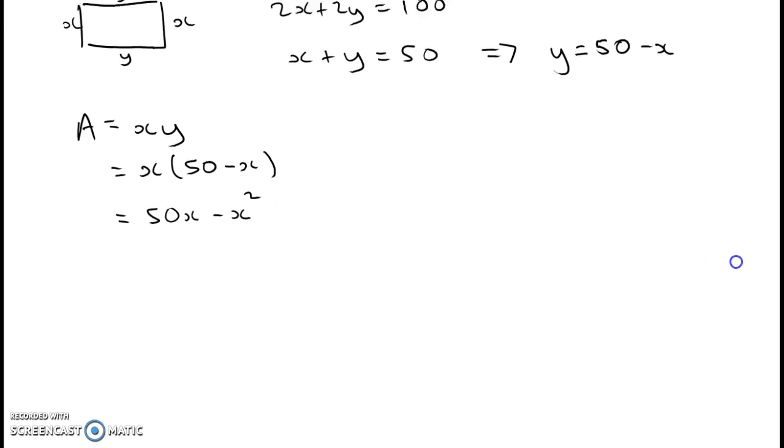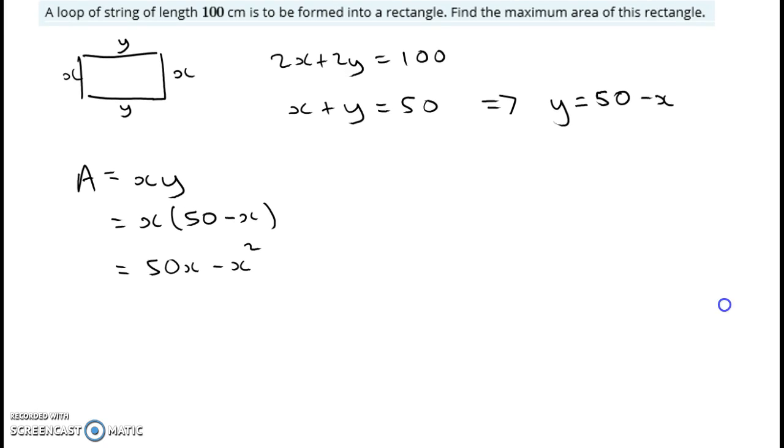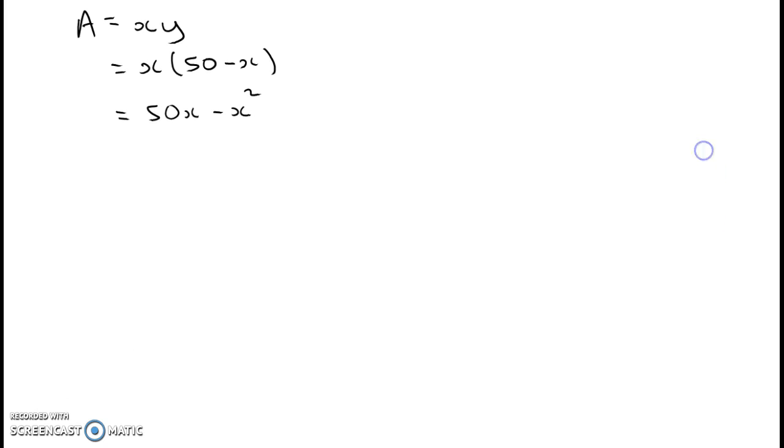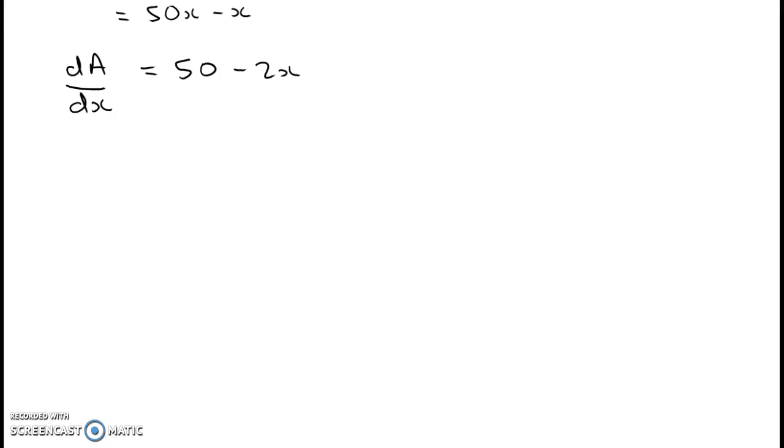Now if we want to find the maximum, that implies that it's a stationary point. So we want to take the derivative of the area, so it's dA/dx, and solve that equal to 0. So dA/dx equals 50 minus 2x. We solve for a stationary point, dA/dx equals 0. We'll have 50 minus 2x equals 0. So x will be equal to 25.